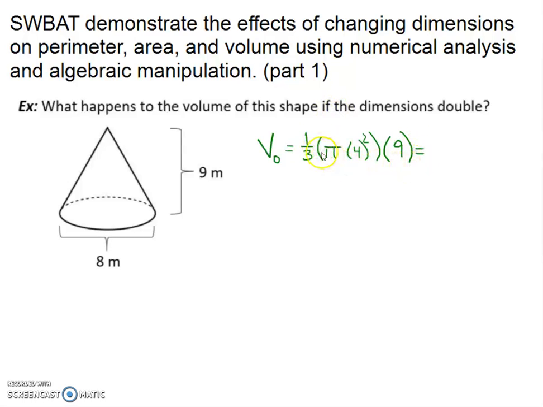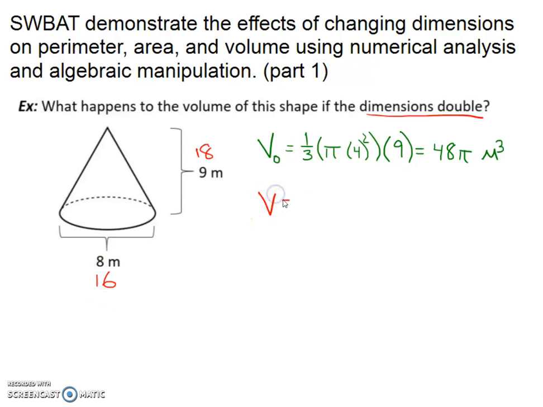When you multiply all this out, we get 16 times 3, so this is 48 pi. So our volume is 48 pi cubic meters. And now let's consider what happens if the dimensions double. I didn't give you another drawing here, so I'm just going to do this in my head. If the dimensions double, this is now 18 meters, and this is now 16 meters.